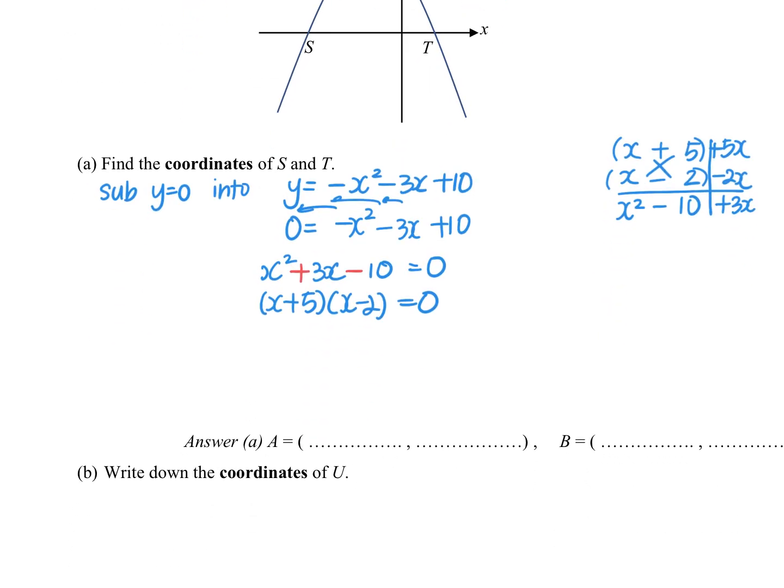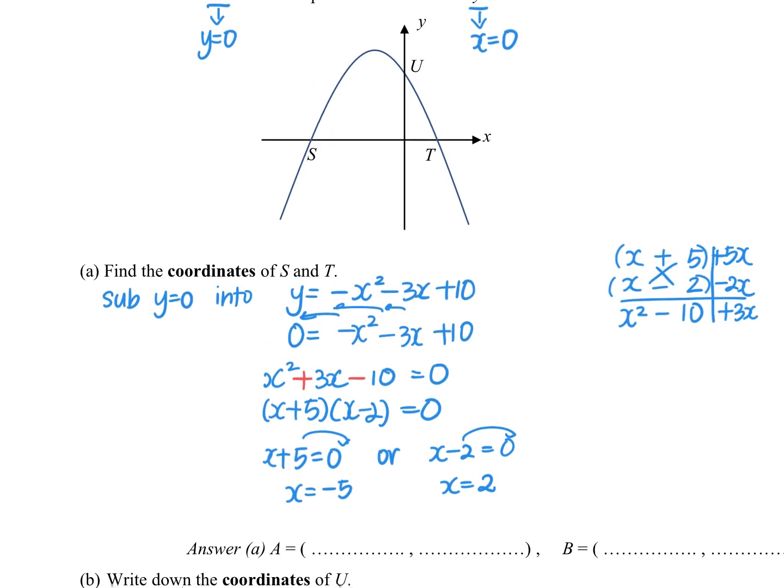Okay, so solving these two answers: the first answer, x plus 5 is equals to 0, or my second answer, x minus 2 is equals to 0. So therefore x is equals to negative 5, and this one will be x equals to positive 2. As you can see, which of the following are the x for negative 5 and 2? So letter S will be negative 5, and T will be the positive number 2.